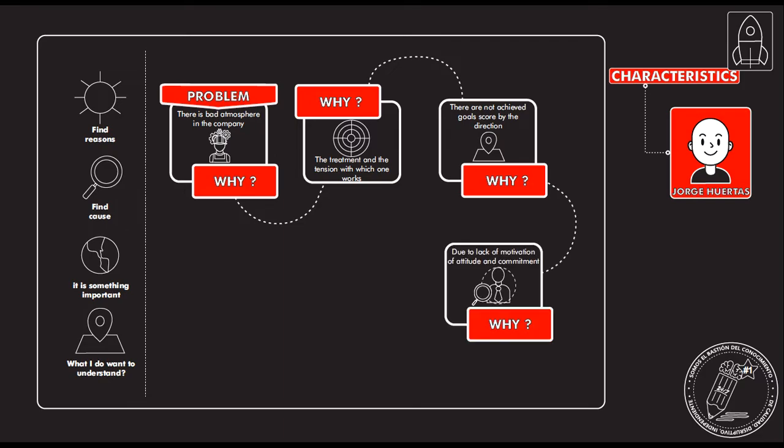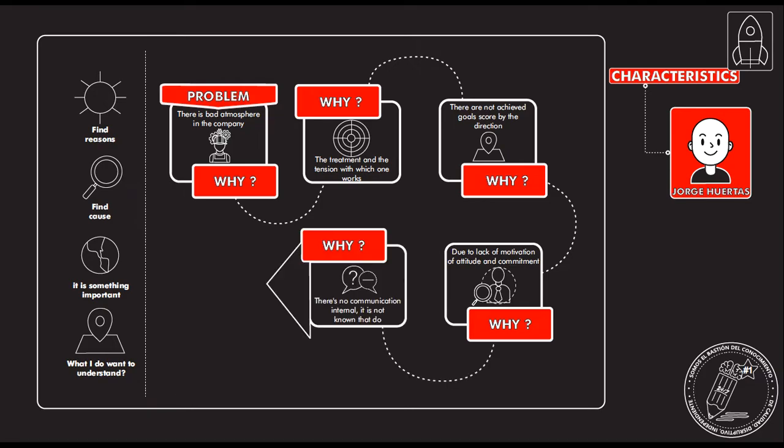Due to the lack of motivation, of attitude and commitment. That is something extremely important because it will allow you to narrow it down. Sometimes when I start analyzing a problem, it's something very open, very broad. But actually, this comes from the kids. You know that kids, when they're little, are trying to understand and they ask why many times. Well, actually, this is based on that.